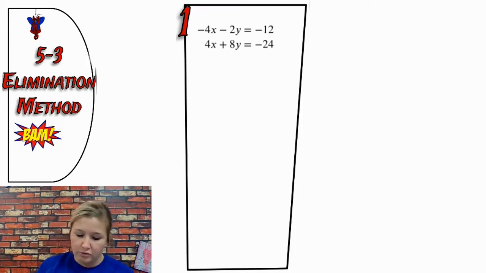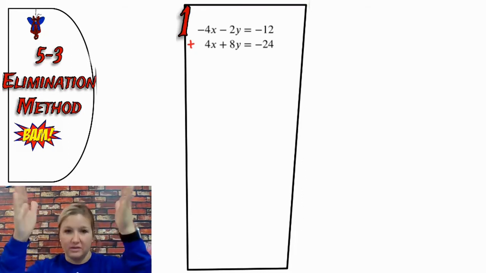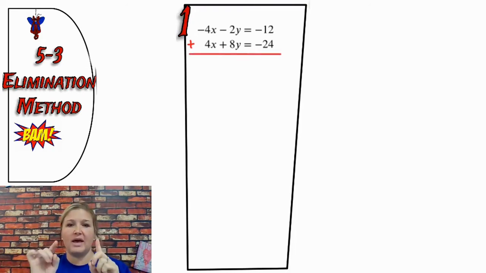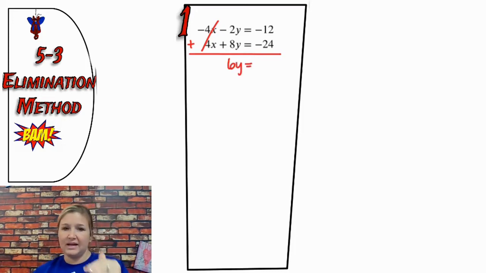So if I were to add these two equations, just like when you first started adding, top plus bottom, I'm going to add negative 4x plus 4x. That's going to make 0. That's what makes it eliminated. So this gets eliminated because when I add the two equations together, negative 4x plus 4x makes 0. Then I have negative 2y plus 8y, which makes 6y. And then I have negative 12 plus negative 24, which makes negative 36.